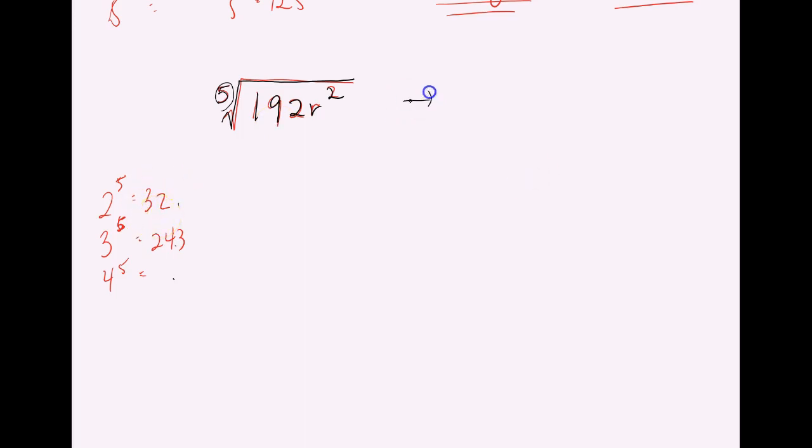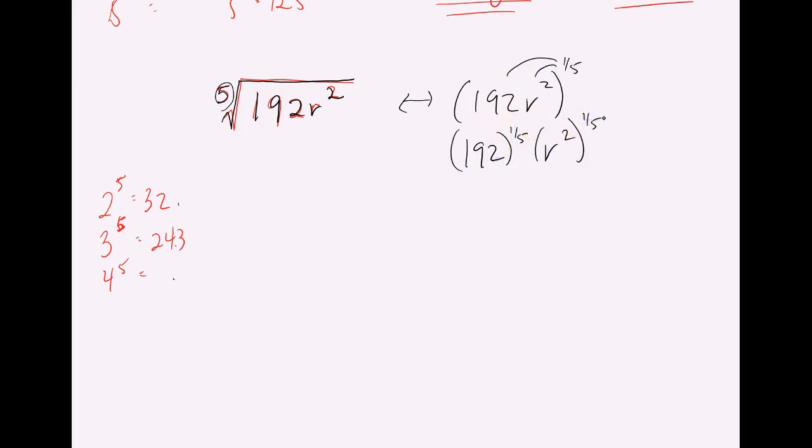So the first step I told you is to rewrite it as the 192 r squared, and then all of it to the 1/5 power. Now we're going to distribute the 1/5 to the inside of each one, r squared to the 1/5. Okay, great. So now I'm going to work on the number separate from the variable. What I'm going to do is think, okay, is there a number from this list that goes into 192? And the answer is yes. 32 goes into this 6 times.